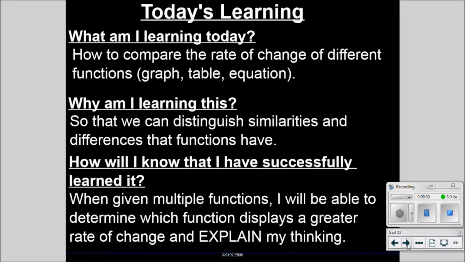So why are we learning this? The reason we're learning this is so that we can distinguish similarities and differences that functions have. Not all functions are the exact same, and we need to be able to see those differences and be able to compare them like we are today. And then finally, how will we know if we've successfully learned this? Later on at the end, you're going to be given multiple functions. You're going to be able to determine which function displays a greater rate of change. But the big part is you're going to be able to explain why and explain your thinking. So you're going to have to do a little bit of explaining at the end.